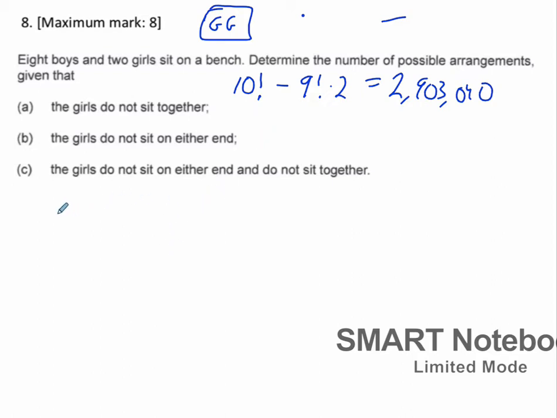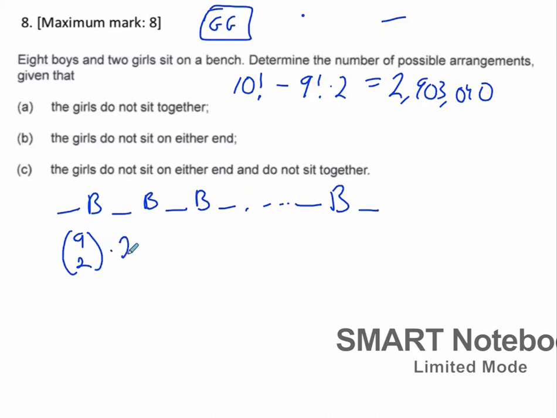So in the gap method, we look at the boys and the possible gaps in between. There are 8 boys, so there's 9 gaps. So there's 9 choose 2 ways to pick the locations for the girls. Then there's 2 ways to rearrange the 2 girls, and then 8 factorial ways to arrange the boys. So if you do that calculation, you also get the same answer.